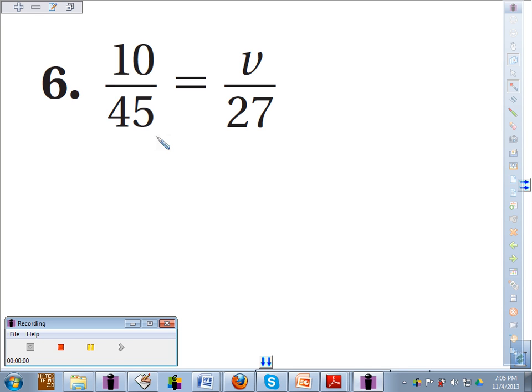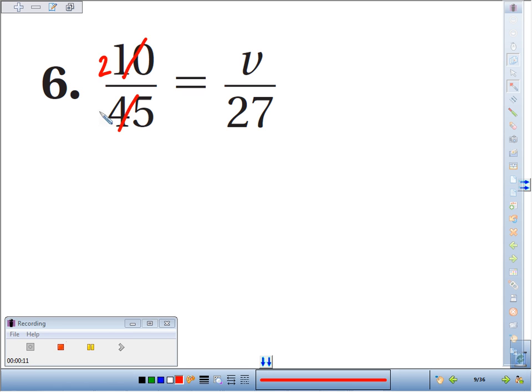Learning Target 361 asks us to solve proportions using cross products. So we might be able to recognize relationships here. You could divide by 5 to get 2 and 9, and then say 9 times 3 is 27, and 2 times 3 gives me v equals 6.